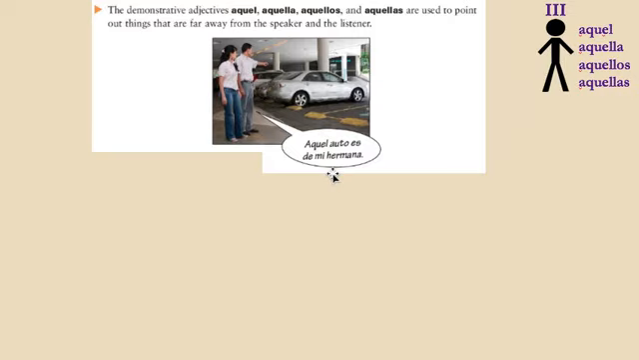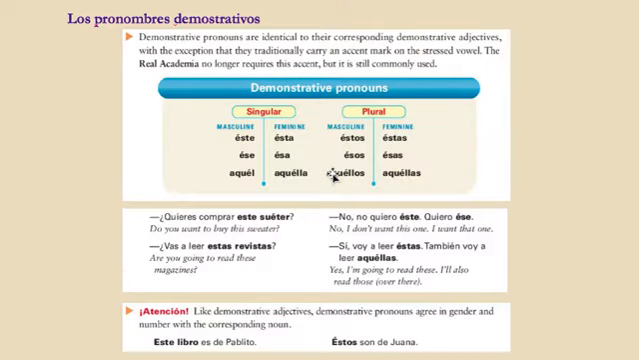The demonstrative adjectives aquel, aquella, aquellos, and aquellas are used to point out things that are far away from both the speaker and the listener. Like aquel auto es de mi hermana. That car way over there belongs to my sister. Or sometimes a professor of mine will talk about aquellos años or aquellas décadas, like sometime way in the past, the years that are way far away, maybe during their childhood. So it sort of has the meaning of far away. And as I said, these all have to have concordancia.